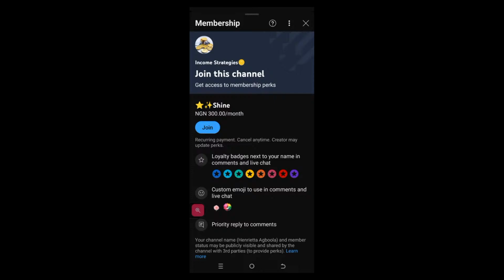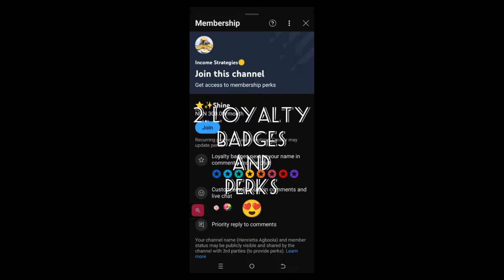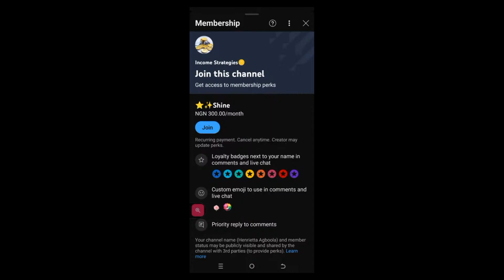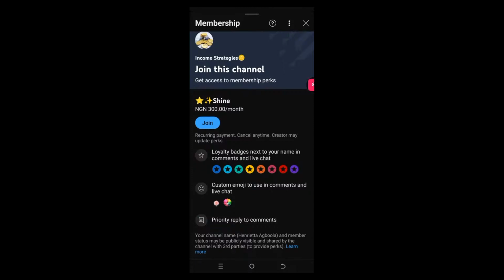Then, of course, you're going to get what we call loyalty badges. You're going to be different and stand out while you're commenting, or maybe in the live. People will definitely get to know that you are a member of this channel. Not only that, you're going to get custom emojis that you can use in your comments, and you'll be getting priority replies to your comments, fast and quick. The whole idea is that we want to give you something that you would value. And not only that, I have a mighty gift to give you.